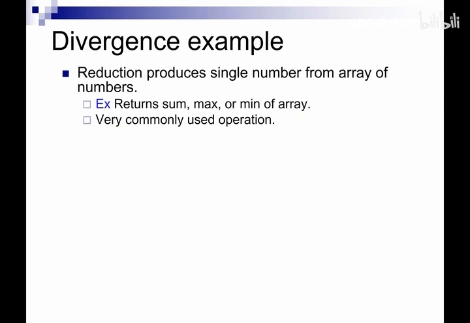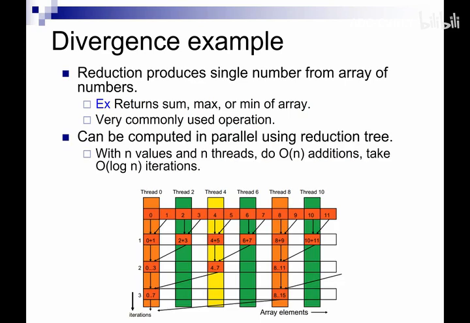Okay, so let's see a practical example of divergence. We're going to look at this reduction problem. Remember we talked about reduction in MPI. Reduction just means that we take a bunch of values and add them all together. So how do you do reduction? Well, a simple way is using a reduction tree.